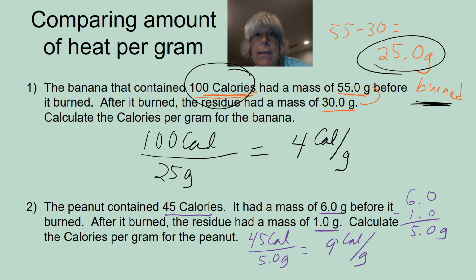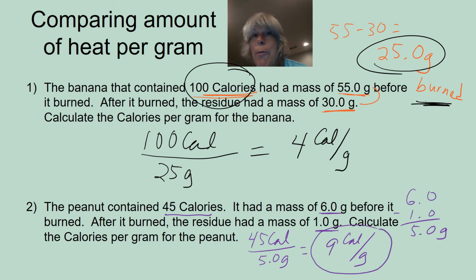So bananas have a lot of carbohydrates in them. You might recall from the previous slide that carbohydrates have 4 calories per gram. Peanuts have a lot of fat content. If you look at a peanut label, you'll see that there's quite a bit of fat in peanuts. And that's really why they burn so well. It's kind of fun in lab to see how well they burn. So peanuts have 9 calories per gram because that was the amount of calories per gram of fat.